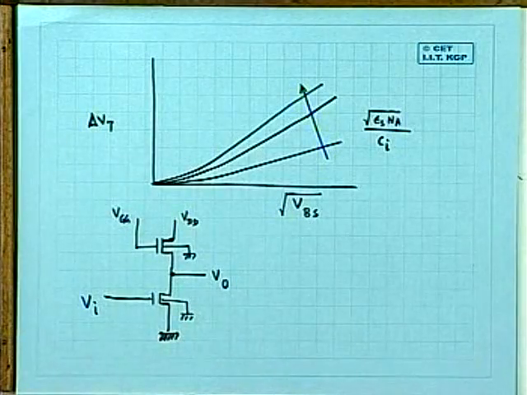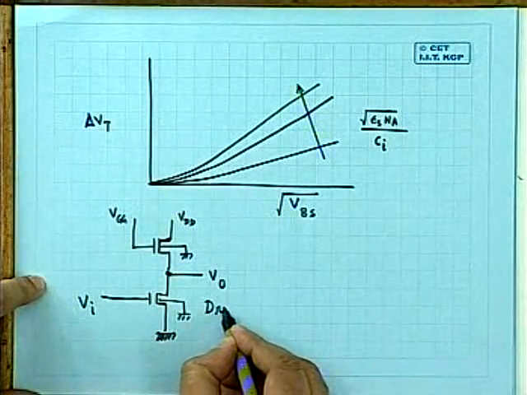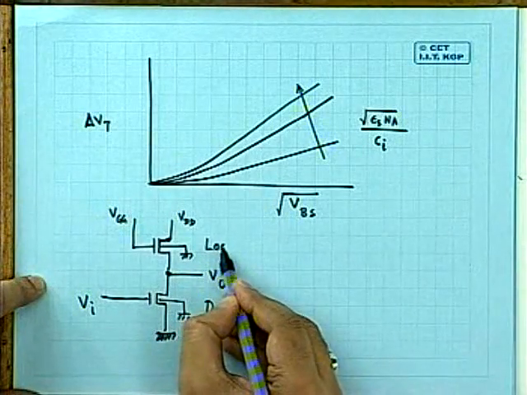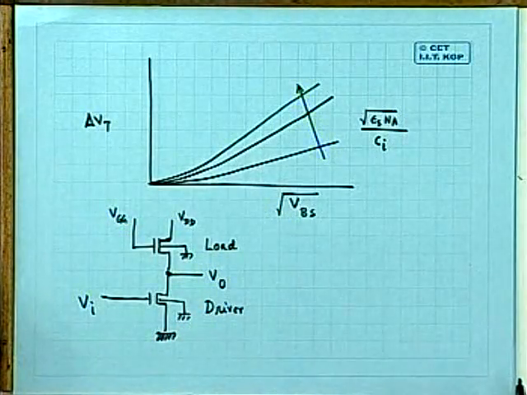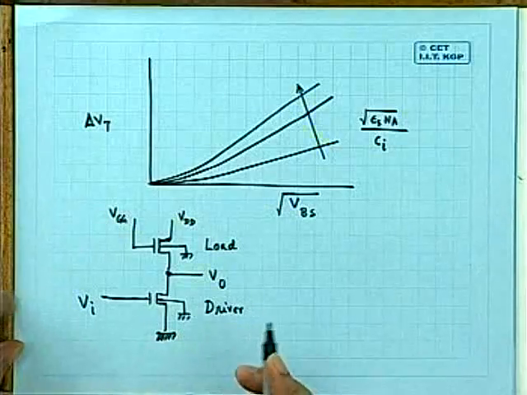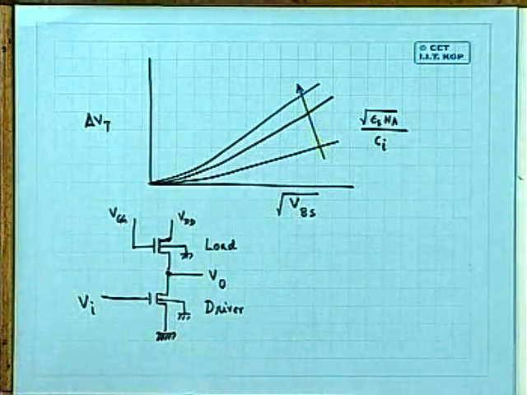Now, we shall discuss it afterward, but can you tell me, in this inverter configuration, this is called the driver and this is called the load. Which transistor will be affected of the two, driver and load? Which one of them will be affected by the body effect?